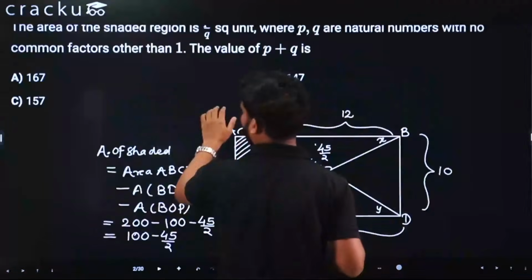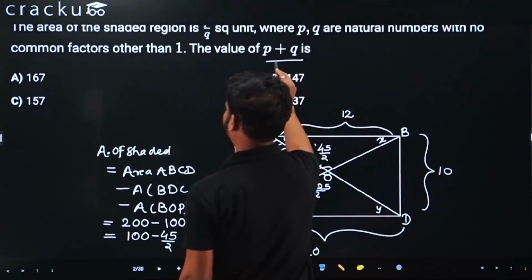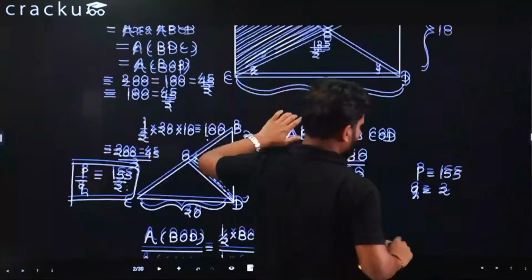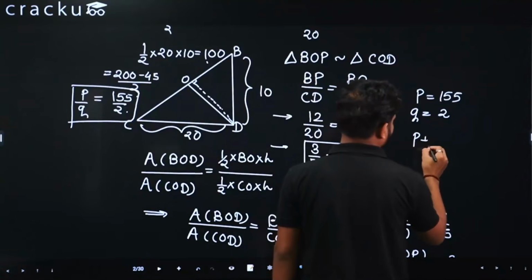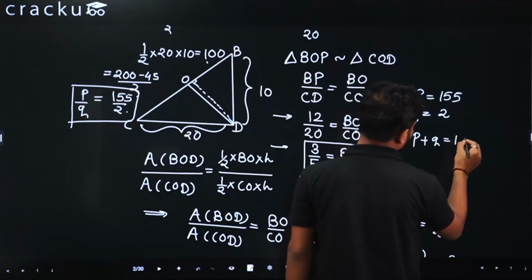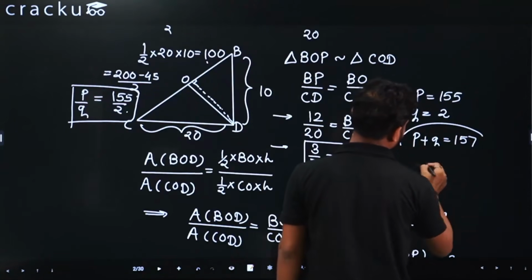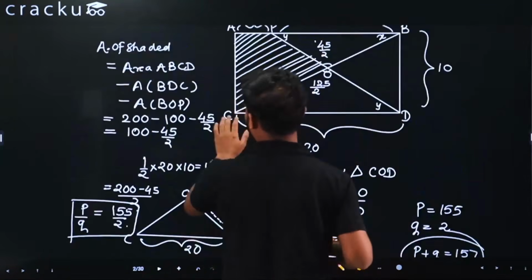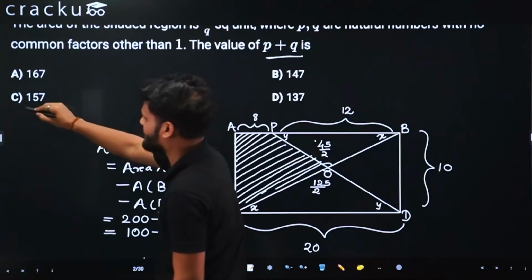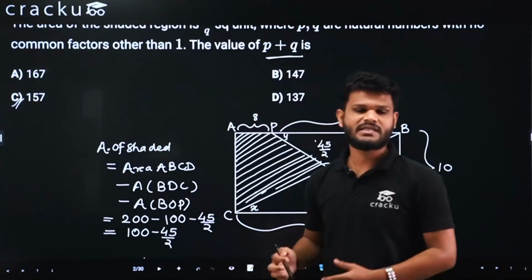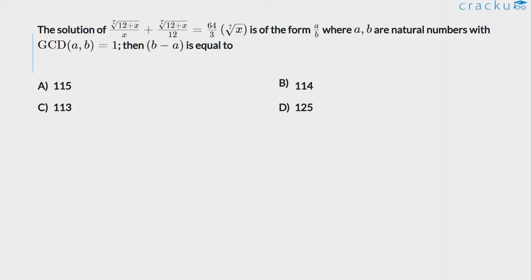And what do we need to find? We need to find P plus Q. So what is P plus Q? P plus Q will be 155 plus 2, 157. So the answer to this question will be 157, which is given in option number C. So this is how you can solve this question.